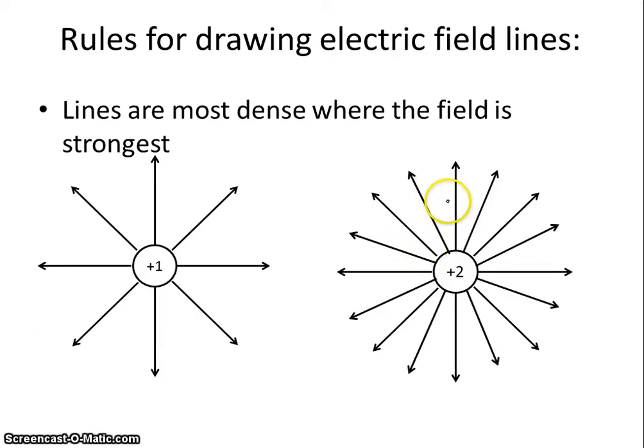The third rule for drawing electric field lines is that the lines are most dense where the field is the strongest. Okay? So if I have a charge of +1, maybe this is +1 coulomb, the lines will point away from the charge. And if I had a charge of +2 coulombs, that means that I have twice as much charge, so I have more field lines. So the density of the field lines around the +1 charge is less than the density of the field lines around the +2 charge.